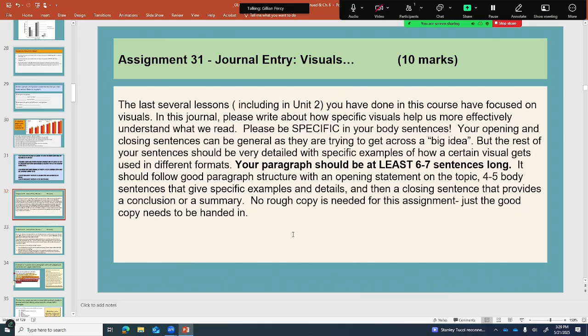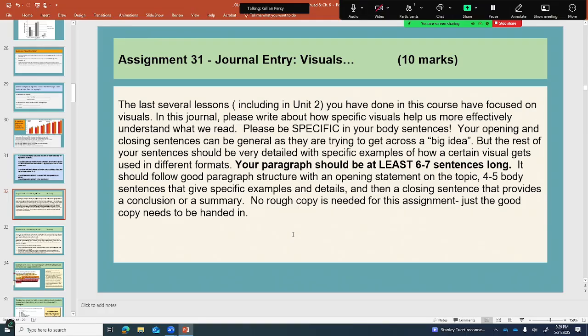Please be very specific in your body sentences. Your opening and your closing sentences can be general because they're trying to get across a big idea. But the rest of your sentences should be very detailed with specific examples of how a certain visual gets used in different reading formats. Your paragraph should be at least 6 to 7 sentences long.